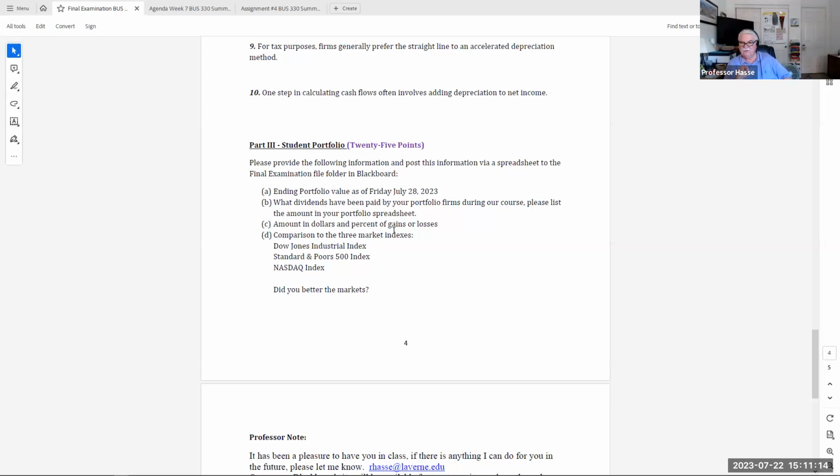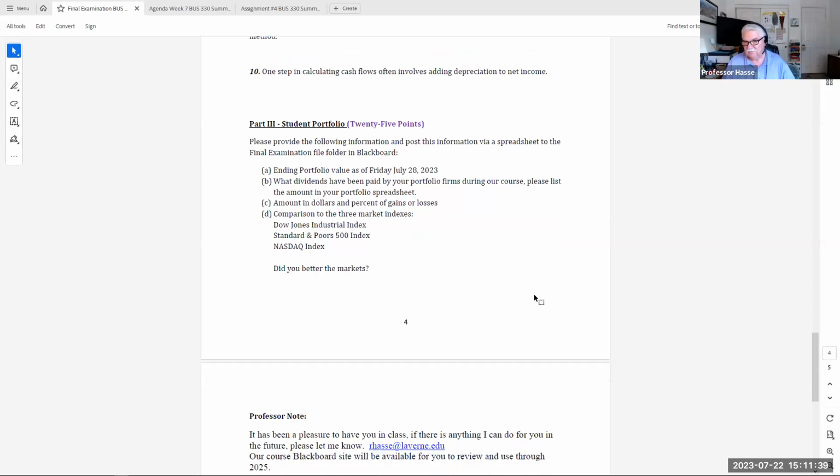And the final question is, compare your percentage gain to the percentage gains of those three market indicators, and did you beat the markets? Did your portfolio outperform or underperform in relationship to the overall market averages during the course of our class? That's the final question, and that's a spreadsheet question for your class.